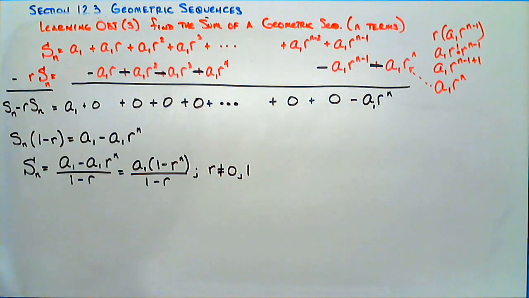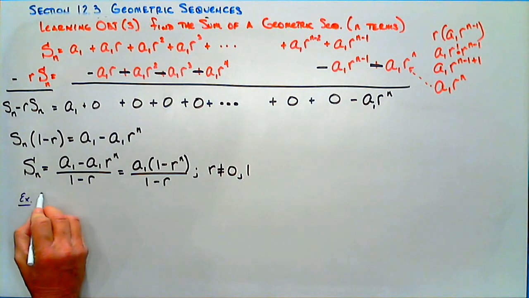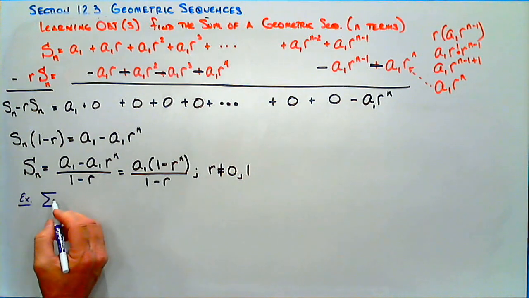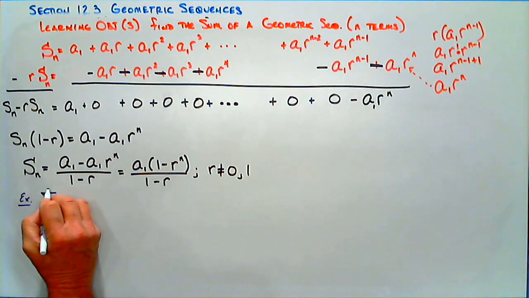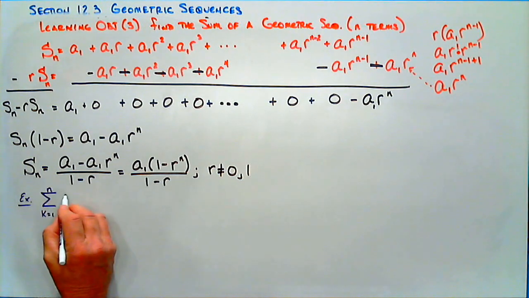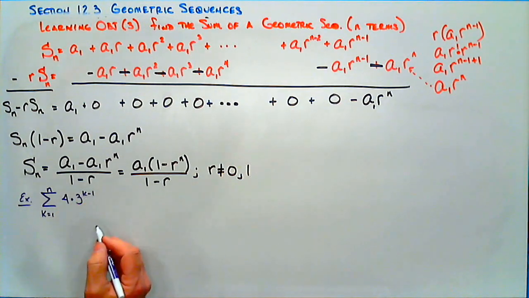All right? So what does a problem look like that would require us to use this? What do they want us to do? Well, they give us a problem. Here, we'll do an example. They give us something like this. Let's just pick a problem here. They give us sigma, k equals 1 to n, and it's 4 times 3 to the k minus 1.